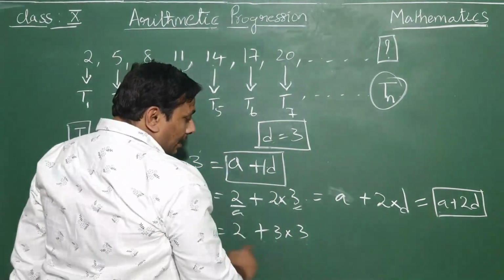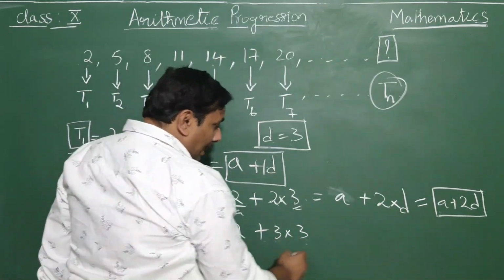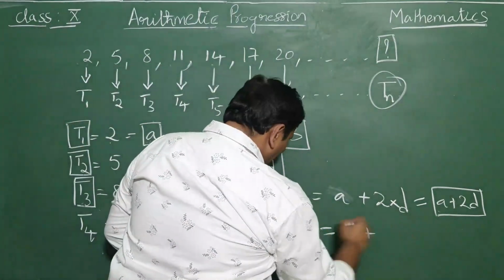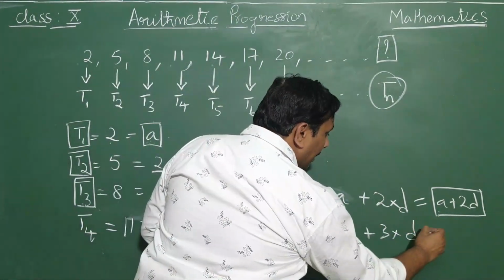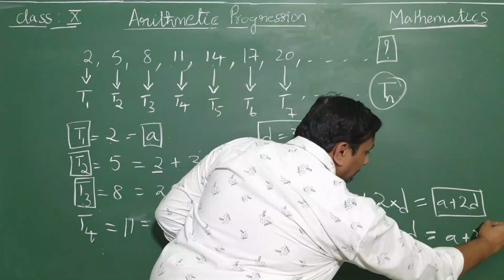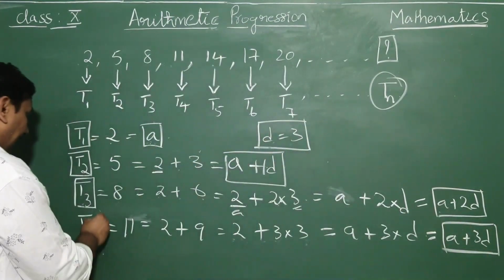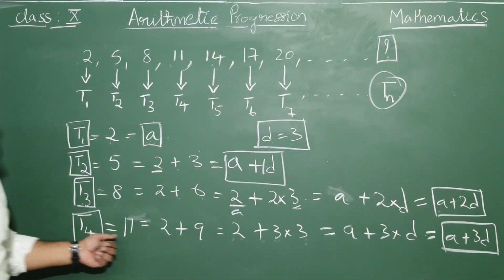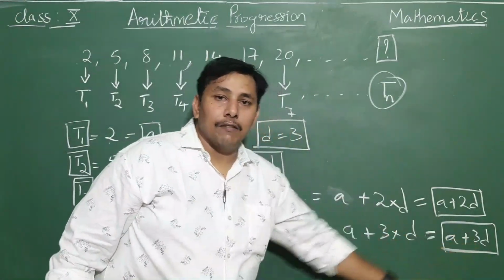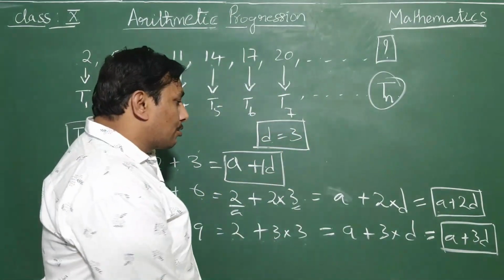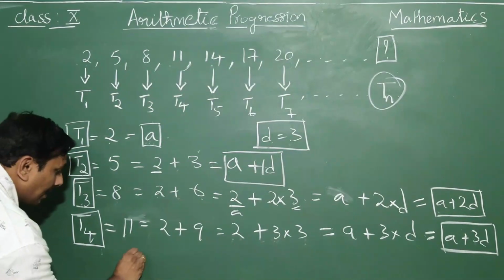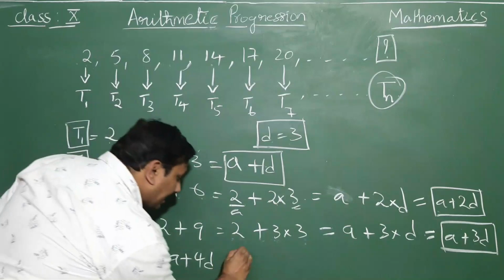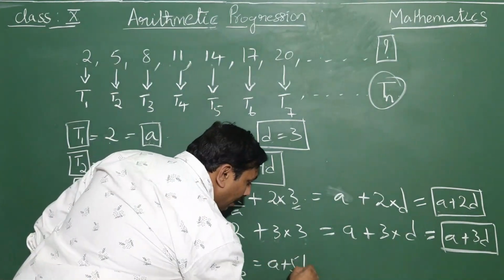3 into 3 is 9, and 9 plus 2 is 11. So I can write it as A plus 3 into D, that is A plus 3D. So the fourth term is A plus 3D. Here the term number is 4, but I am getting 3, which means 4 minus 1. If I continue like this, T5 is A plus 4D, and T6 is A plus 5D.